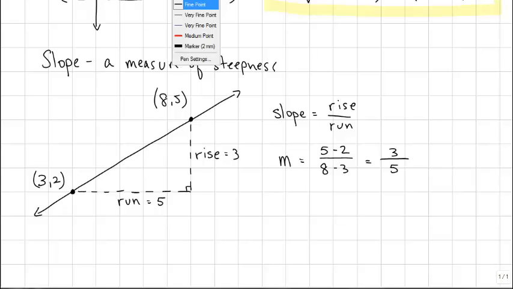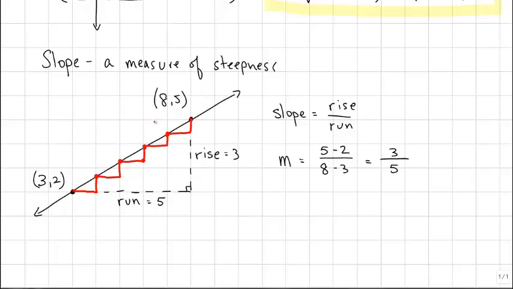So in other words, as we move 1 unit to the right from the point 3, 2, we have to go up a certain amount to stay on the line, and the distance we have to go up is this slope, 3/5. If we go to the right 1 more unit, we go up another 3/5, and if we continue this, we go to the right 1, up 3/5, to the right 1, up 3/5, and eventually we get to the point 8, 5. So that's another interpretation for slope.